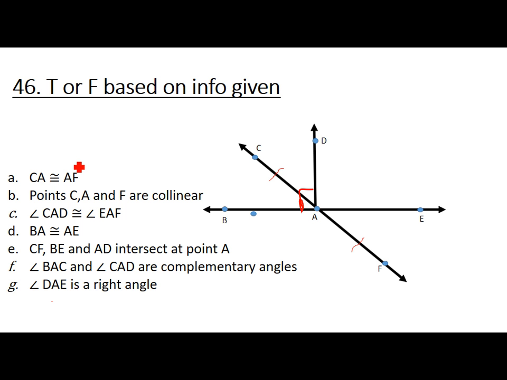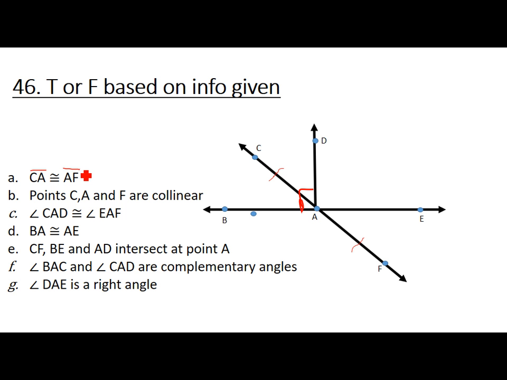Please don't forget, even though I did it here, what symbols do you think should be above CA and AF there? Rays? It's got to be segments. How do I know it's not rays or lines? Segments can be congruent. Can rays be congruent to each other? No, because you can't measure them. Congruent means same measure.